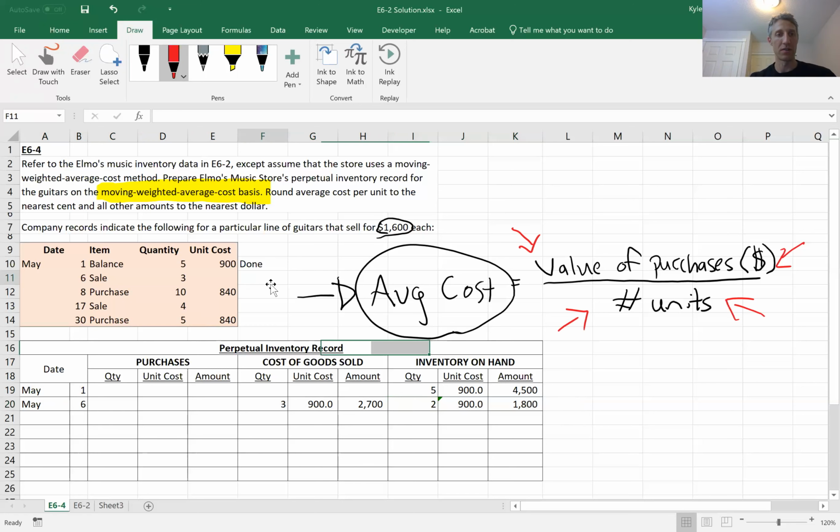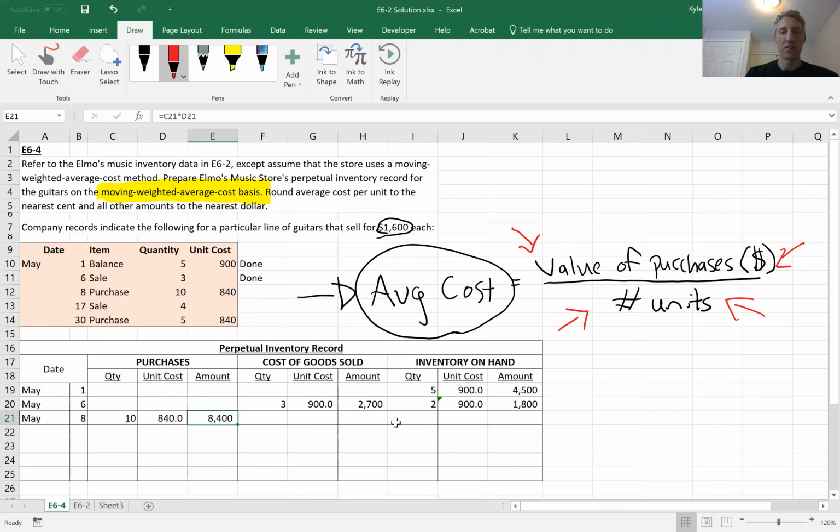So now we're done with May 6th. We can go on to May 8th, and we made a purchase. So I'm going to start by just populating the date, May 8th. When we make a purchase, of course, we're going to categorize it in this purchases column. And what did we do? We bought 10 units at a unit cost of $840. So the total transaction amount is going to be these two multiplied together, so $8,400.